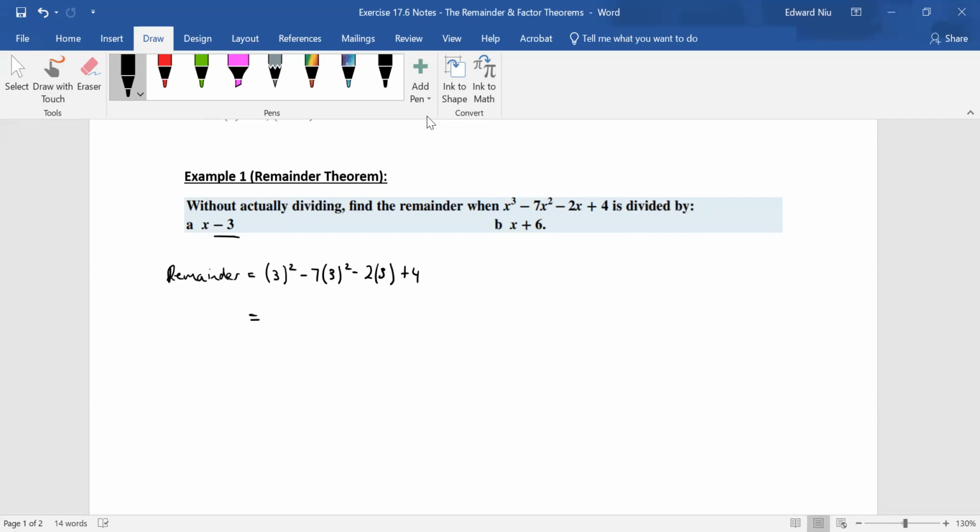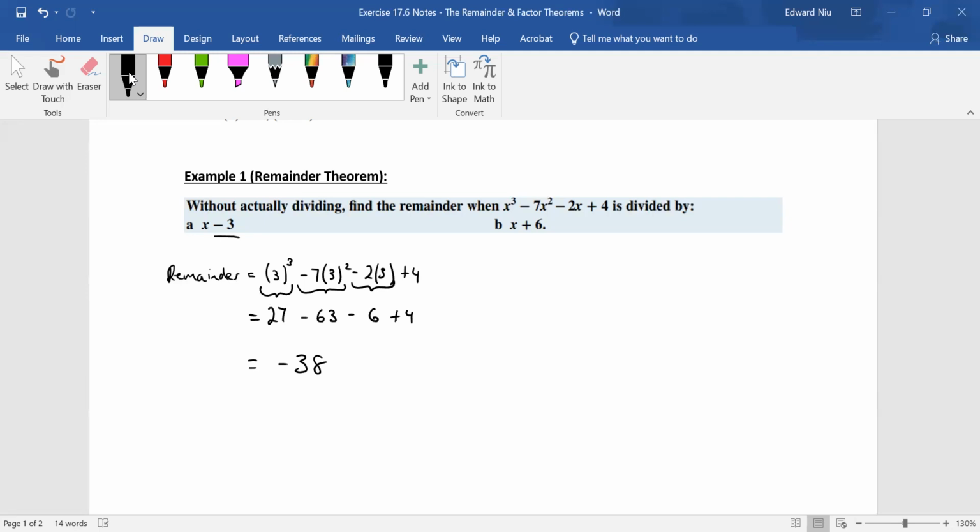So 3 times 3 is 9. Oh, wait, this is cubed, isn't it? So let's erase that. We get ourselves 27 instead. This part here, negative 7 times 9, because 3 times 3 is 9. Negative 7 times 9 gets us negative 63. Take away 6 plus 4. This will give us an answer of, let's see, what's that, negative 90. No, it's not. Negative 36 take 6 is negative 42 plus 4 gets us negative 38.